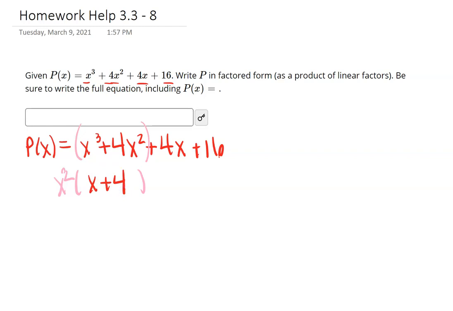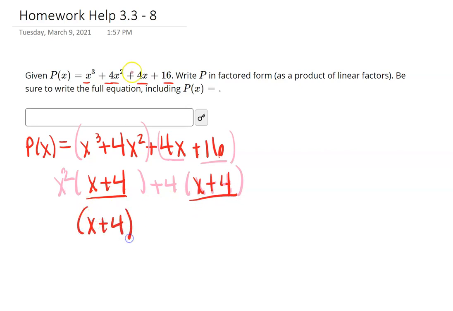Now in the back half, 4x and 16 are both divisible by 4, so I'm going to pull a 4 out of that, and that gives me an x plus 4. You'll notice that we both have a grouping of x plus 4 in common, so I'm going to pull that out front, leaving me with x squared plus 4 in the back. Now my goal is to get this as a product of linear factors, so that squared, I can't leave it.